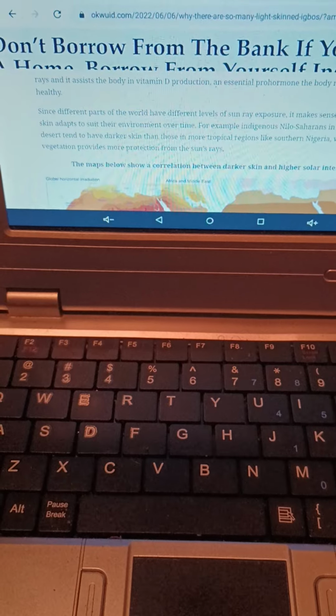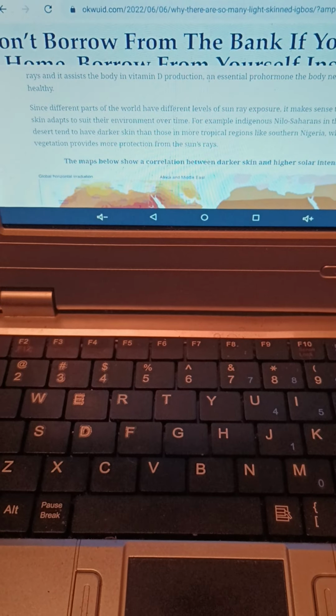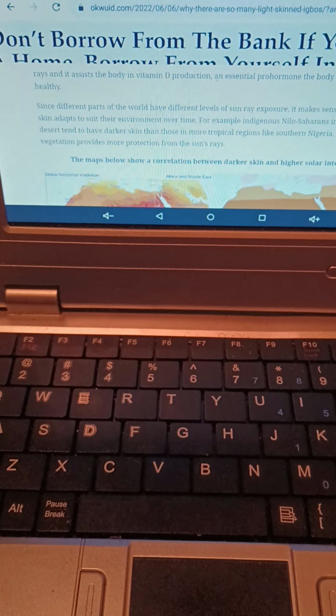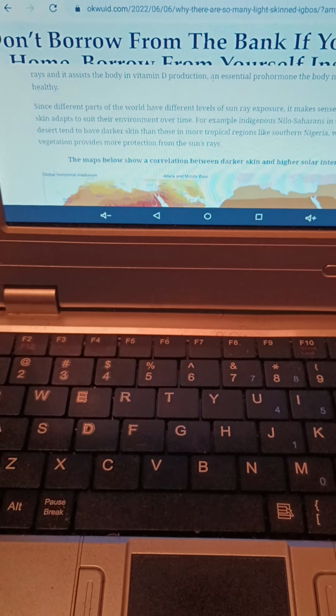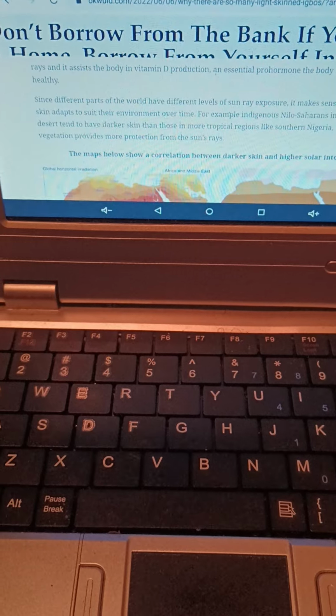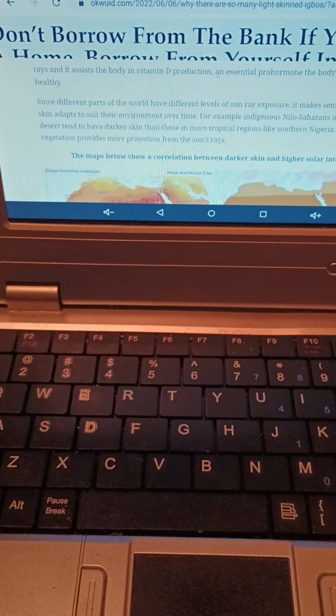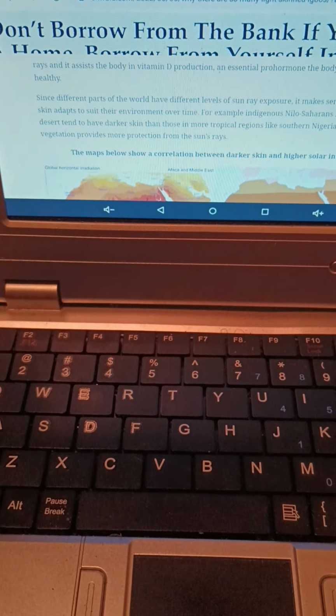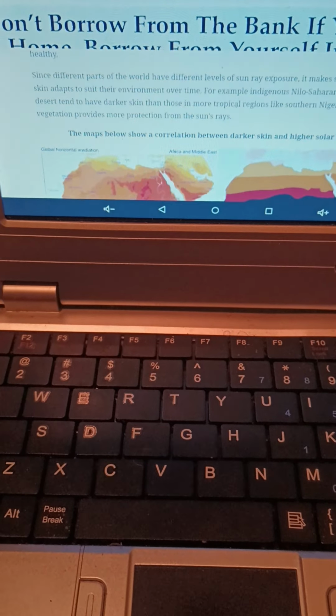It says, since different parts of the world have different levels of sun exposure, it makes sense that people's skin adapts to suit their environment over time. For example, indigenous Nilo-Saharans in the Sahara Desert tend to have darker skin than those in more tropical regions like southern Nigeria, where vegetation provides more protection from the sun's rays.